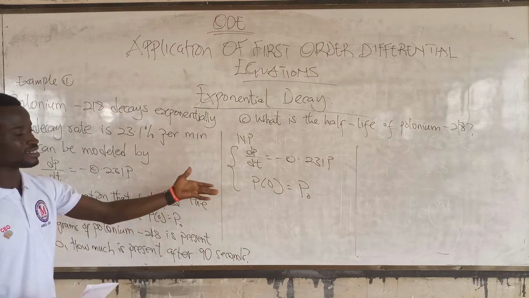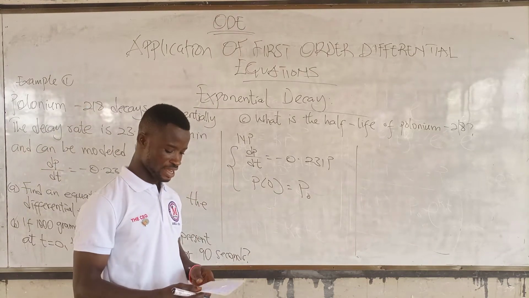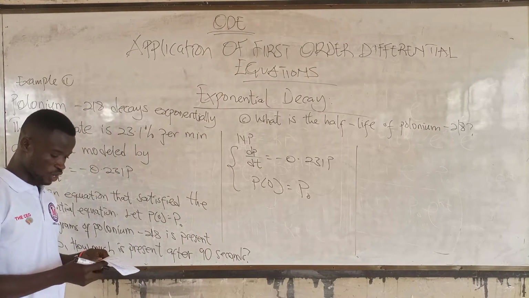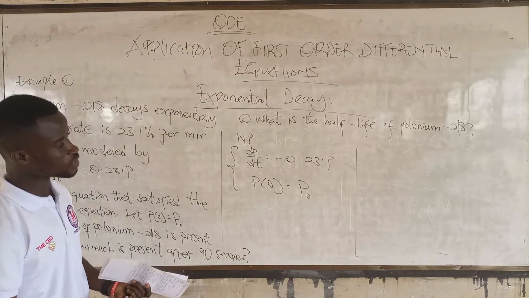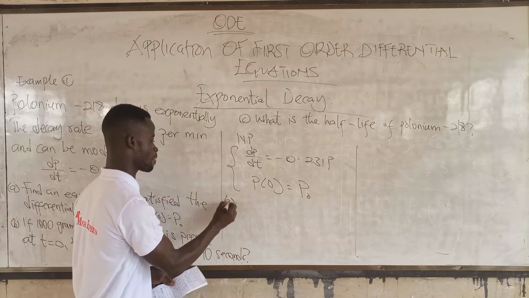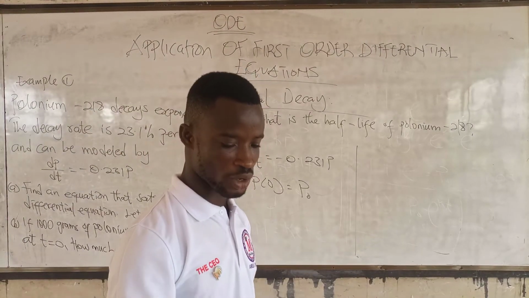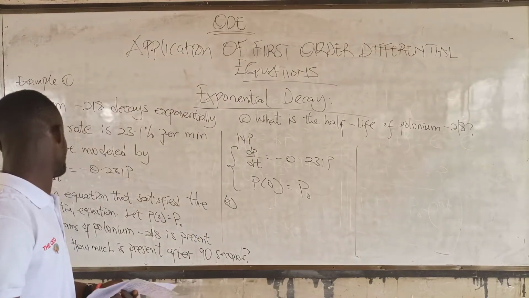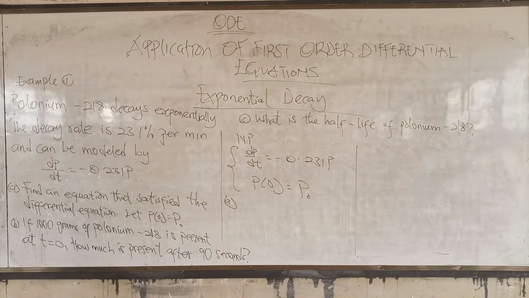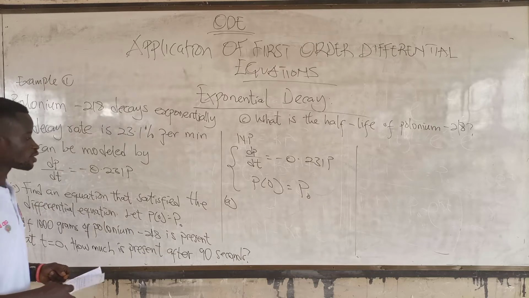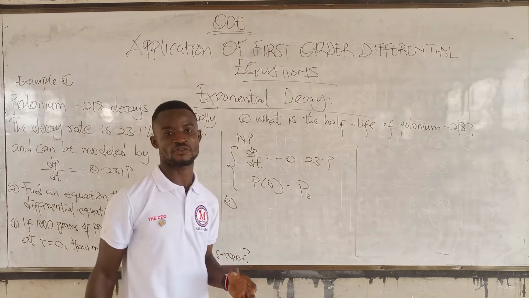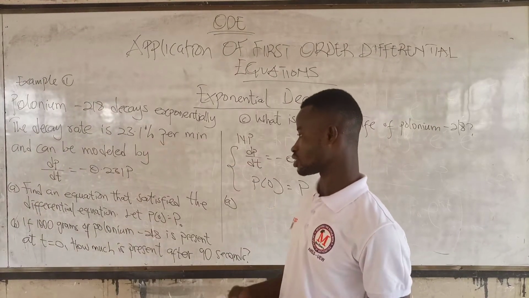Alright, so this is the IVP. That is all for the IVP. So now let's quickly move straight to A, where we are going to find an equation that satisfies the differential equation.